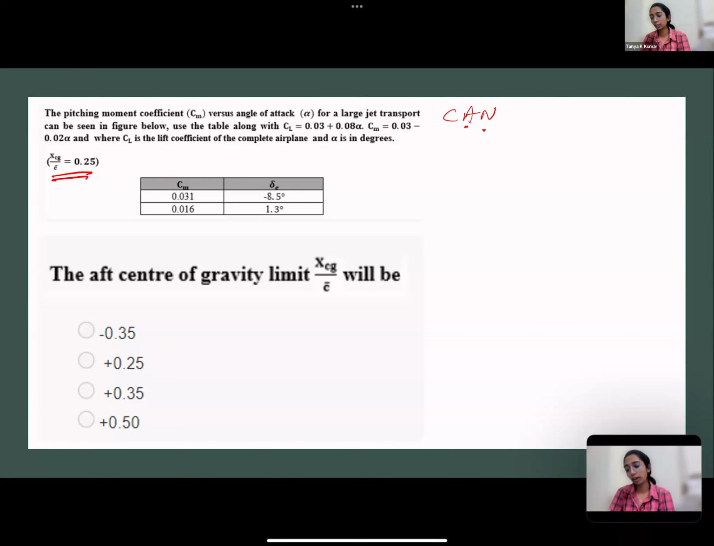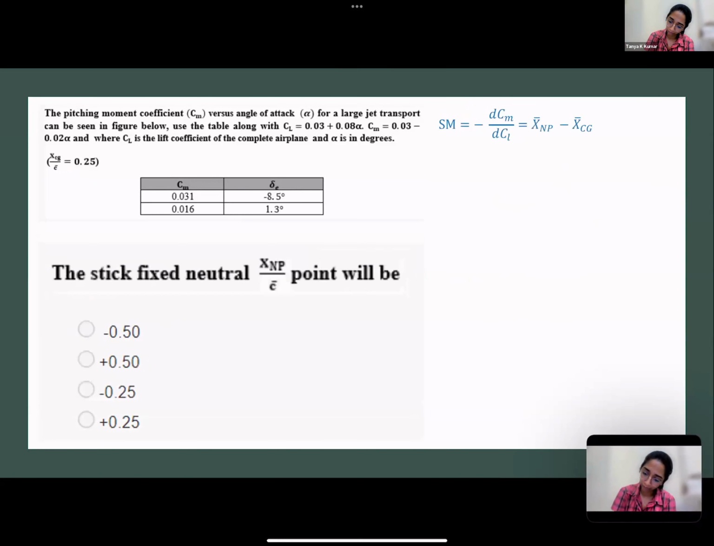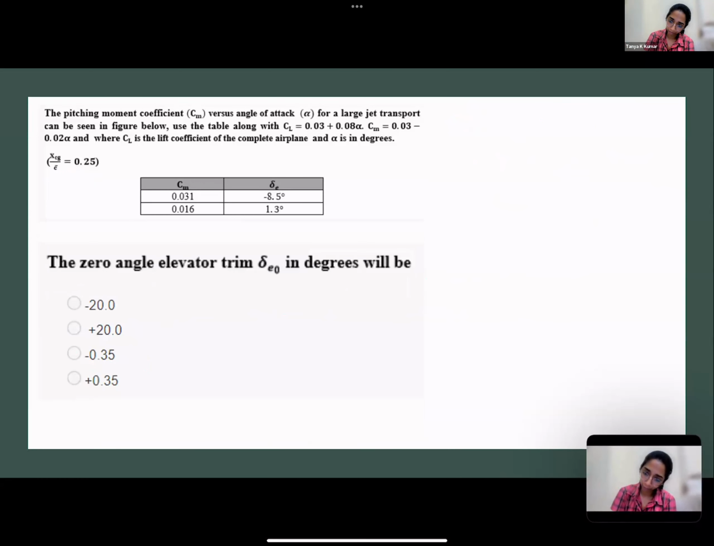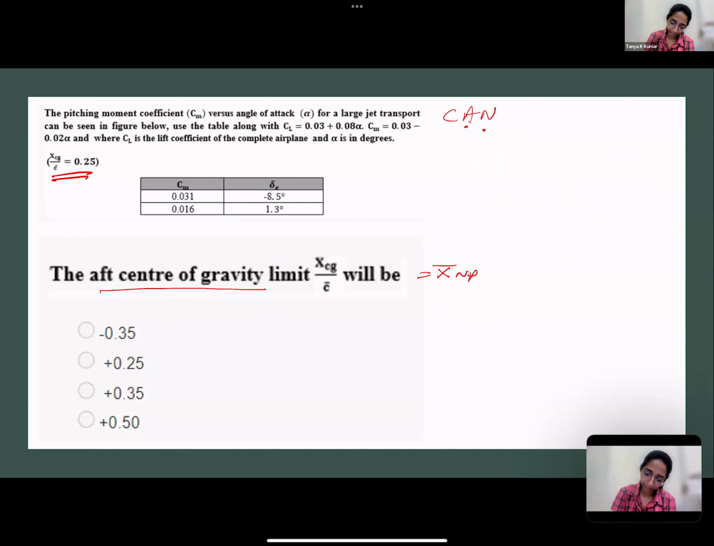Yes. So how far can you move your CG? How far behind? Aft. Neutral point. Exactly. So the aft center of gravity limit for an aircraft is the neutral point. This is X bar NP. So the answer is, how much was our X bar NP? 0.5. So that is the answer, 0.5. So the maximum limit till which you can move your CG is the neutral point. After that, your aircraft will not be stable.